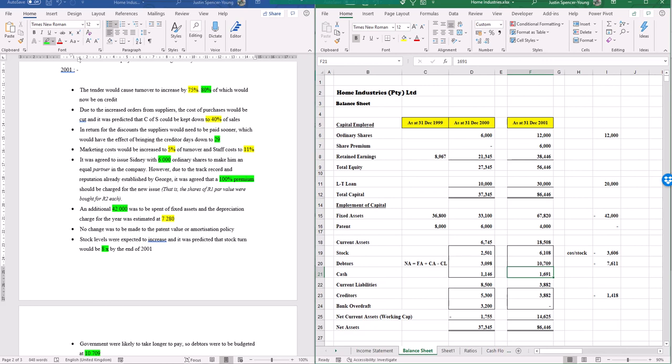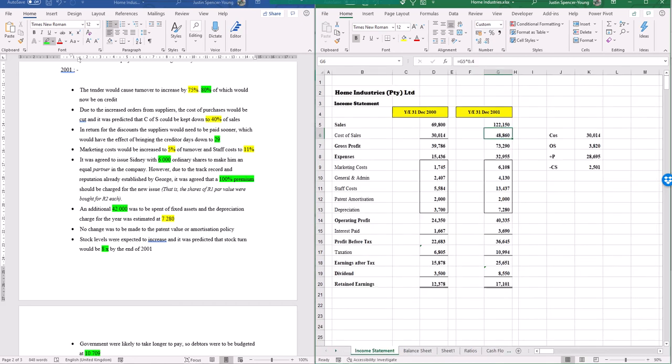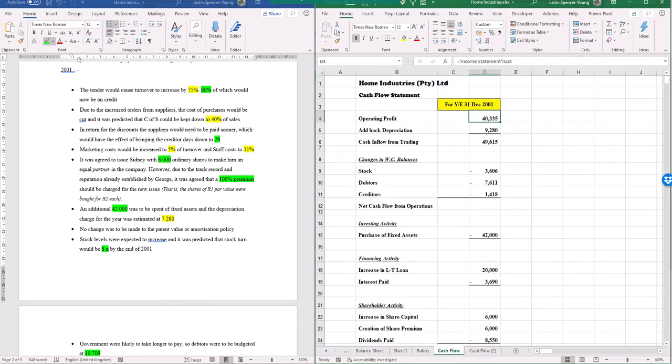Fantastic. That is the income statement complete. Let's head on to the cash flow statement. All right, so here's the grid. Cash flow statement always starts with operating profit, so we go and hunt down that number. There it is, the 40,335. Put that into the cash flow statement.